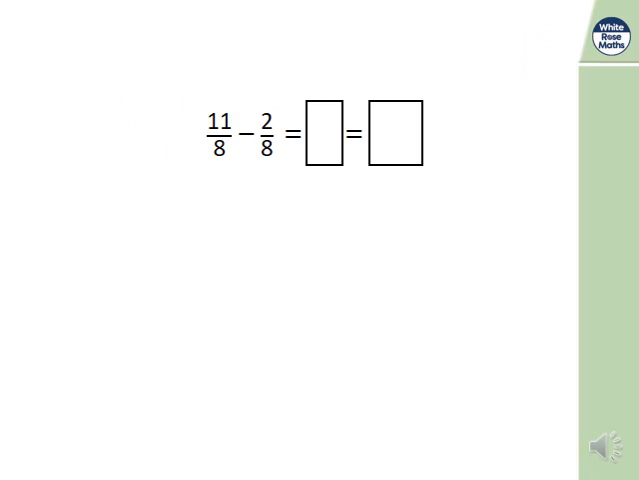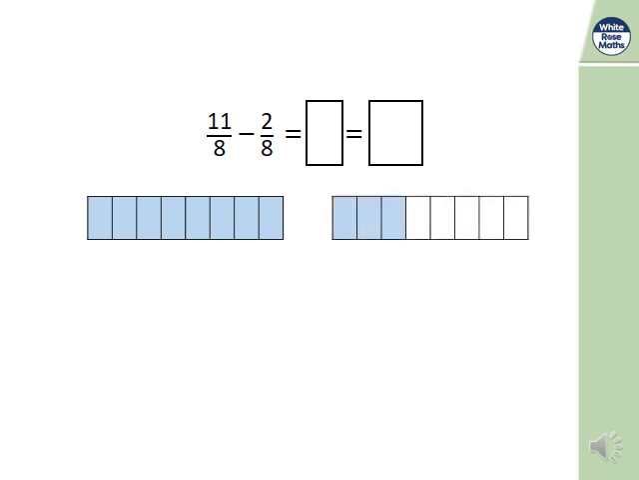Now we've done adding, let's have a look at subtracting. We've now got 11 eighths, take away 2 eighths. Here are our 8 eighths and 3 more eighths, giving us our total of, there is our 11 eighths. We're going to take away out of those 11 eighths, going to take 2 of them away. What have we been left with?